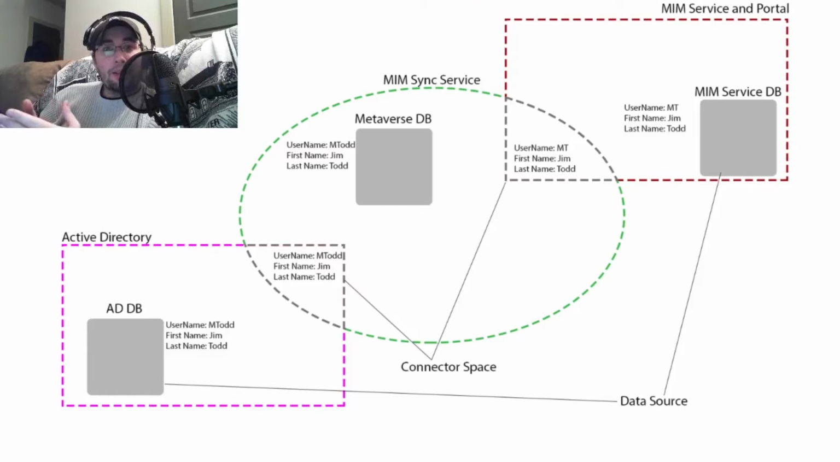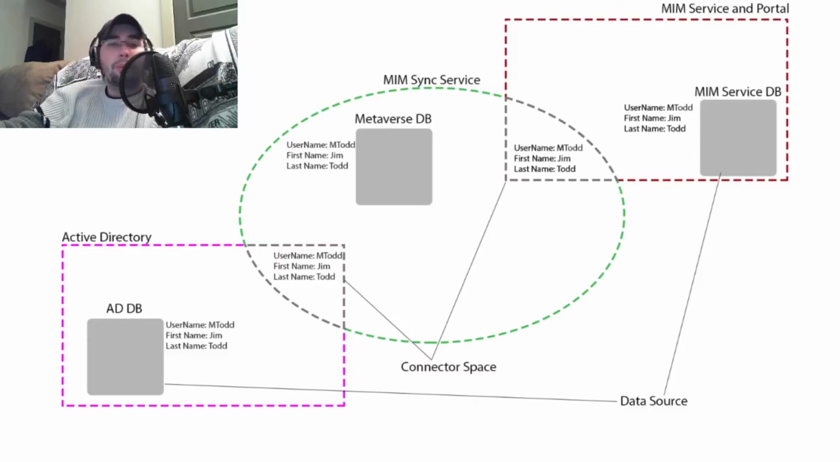So what's going to happen is on the full synchronization, it's going to look at the attribute's precedence. In this case, precedence of 1 is Active Directory. So it's going to say, I need to export the username again to make this correct. When it exports, it's going to replace the MT with MTOD in this case. And then when we do a full import, we're going to get the username from the data source. So hopefully this gives you a little explanation of what's happening when we're doing a full import, a full sync, and an export.